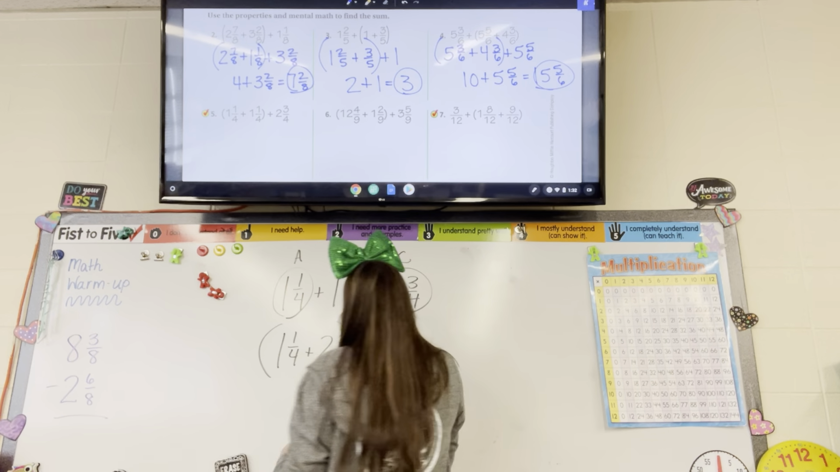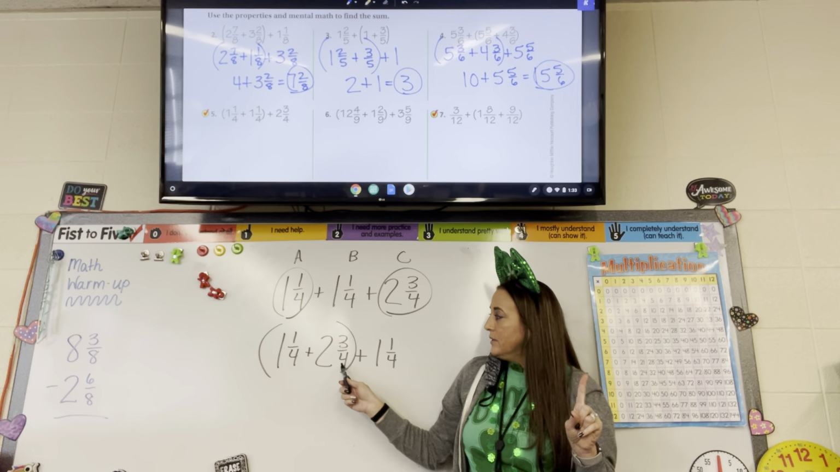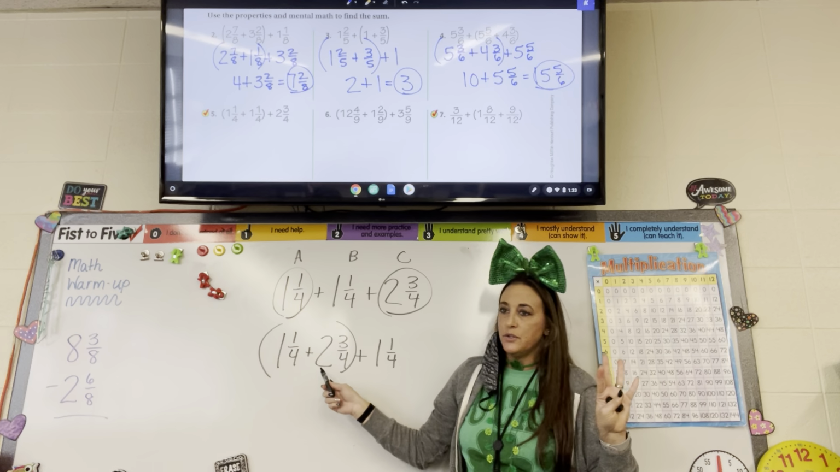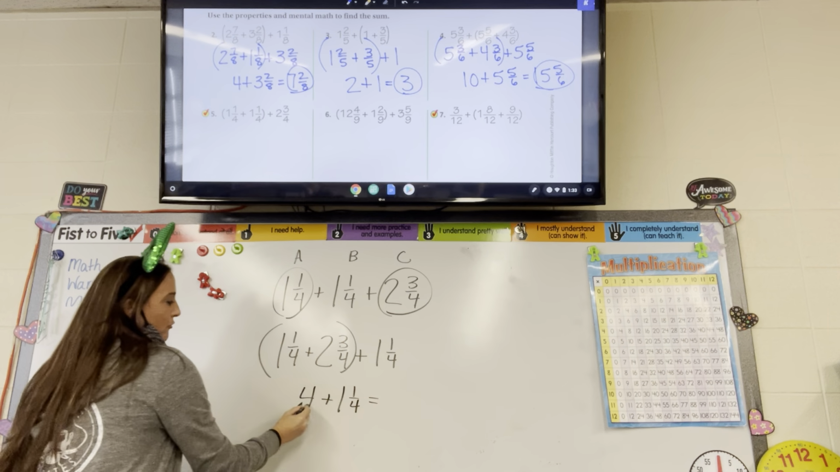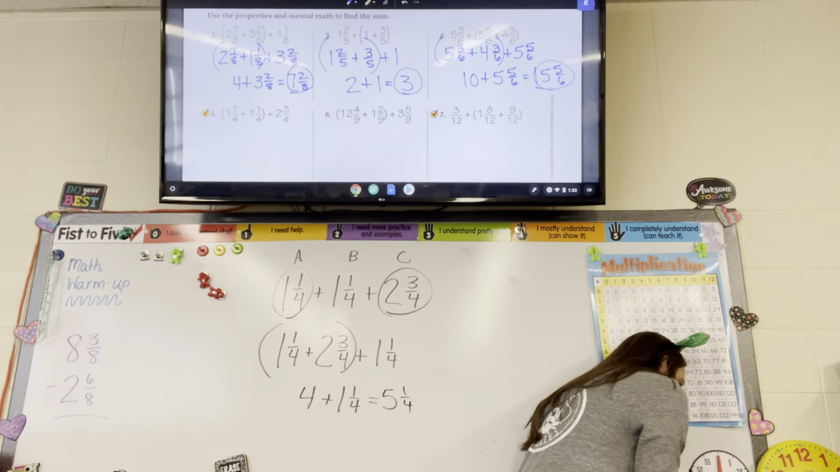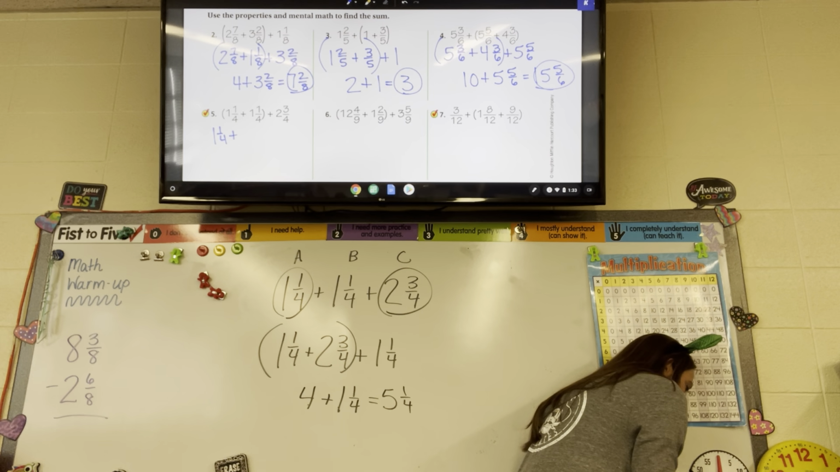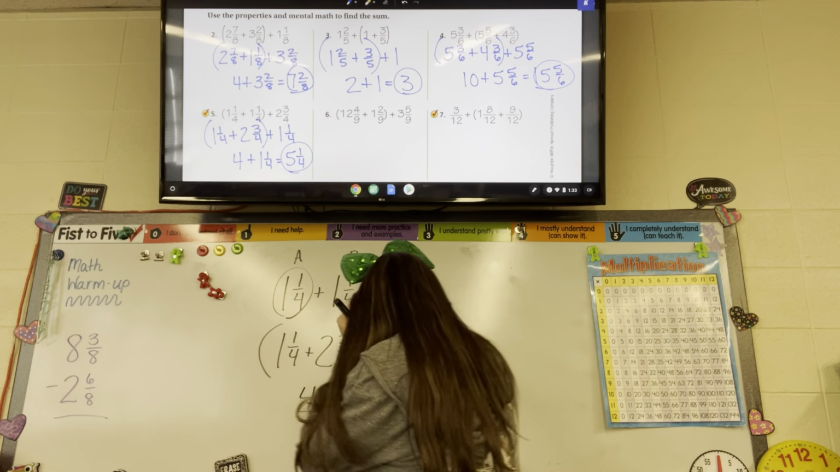And when we put those in parentheses, we've got the fraction part 1/4 and 3/4 equals 4/4, which is one whole. Here's another whole. And here's two more wholes. So all together, 4 wholes plus another 1 1/4. So 4 wholes plus another whole is 5 wholes and 1/4 extra. Okay? So we're gonna do 1 1/4 plus 2 3/4 plus 1 1/4 again. In the parentheses, we have 4 plus 1 1/4 gives us 5 wholes and 1/4.